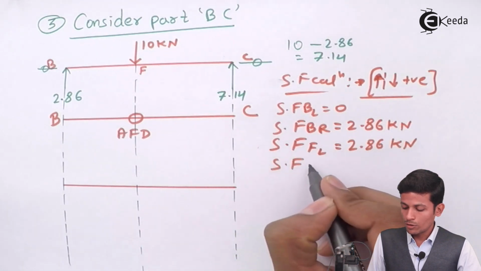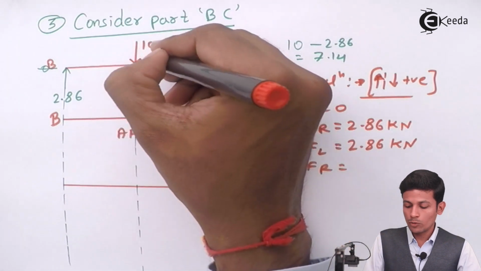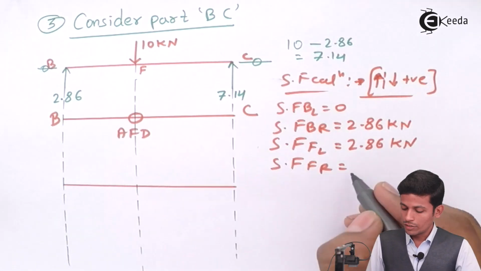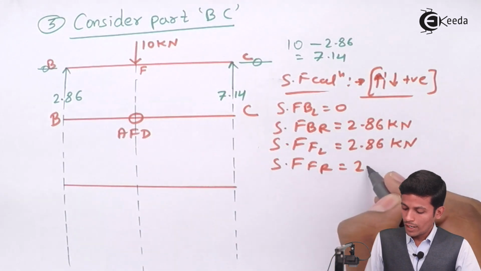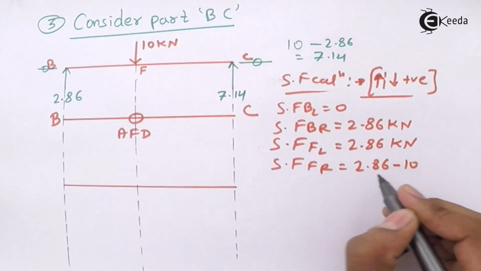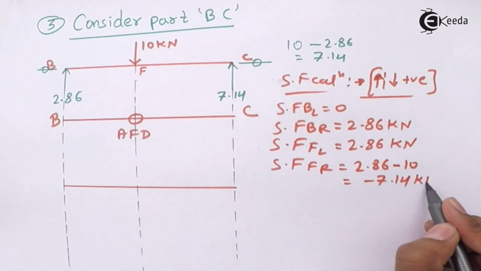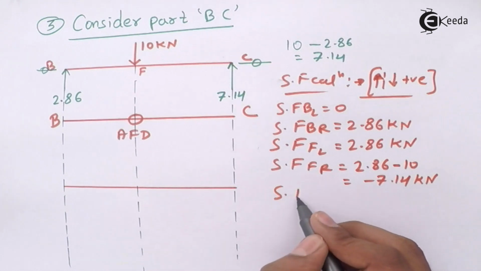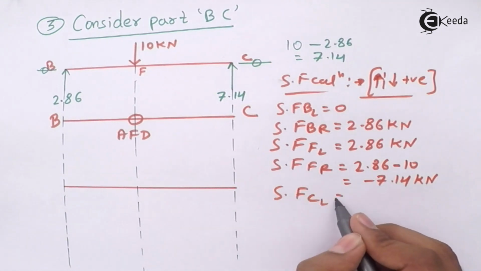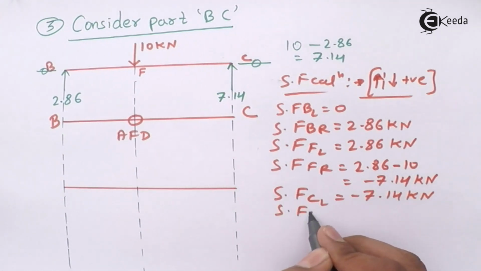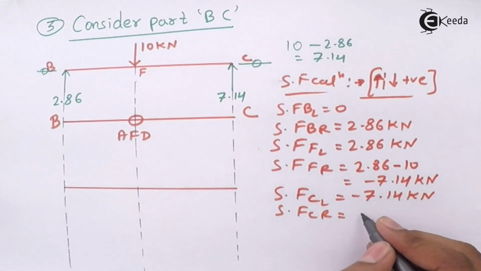Now shear force at F on the right, we are taking the section over here and seeing this side only. This will come 2.86 minus 10, which is minus 7.14 kilonewton. After that, shear force at C on the left comes minus 7.14 kilonewton. Shear force at C on the right is equal to 0.